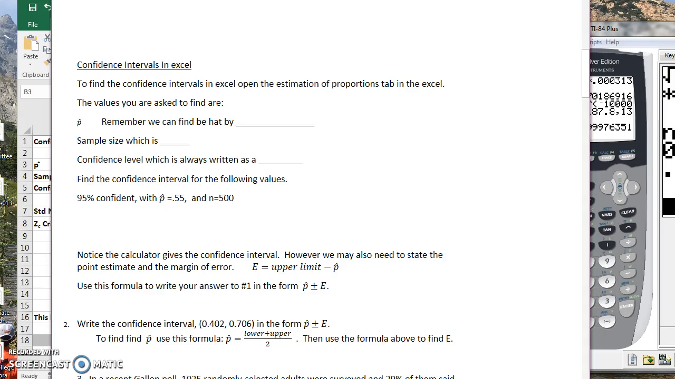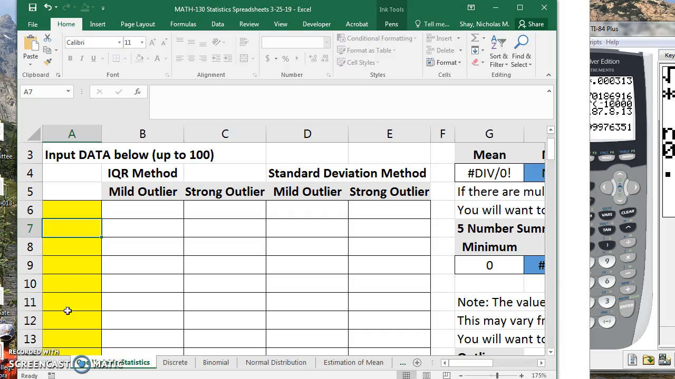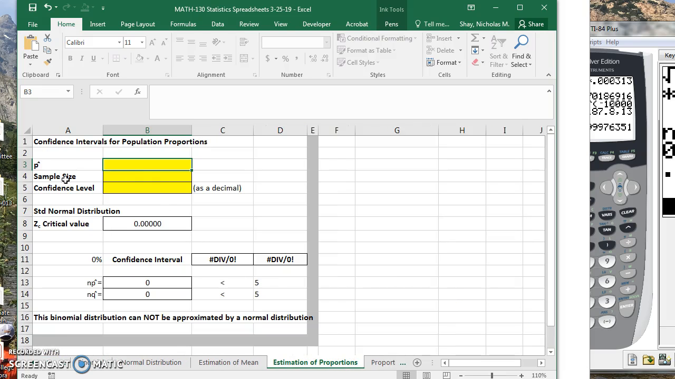Okay, so in this video, we're going to now talk about how we would calculate confidence intervals using Microsoft Excel, because it was a pretty long process to do these by hand, but it's a lot easier to do these in Excel. So to find the confidence intervals in Excel, open the Estimation of Proportions tab. When you first open Microsoft Excel, you're going to see this one variable spreadsheet. When you arrow over to the right here, you're going to see this Estimation of Proportions tab.